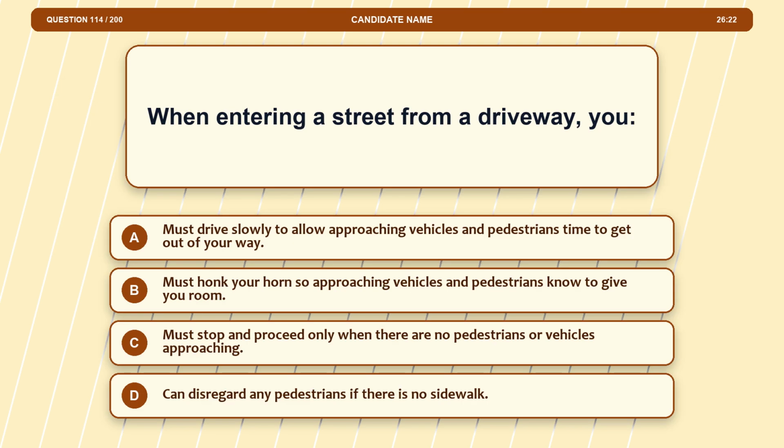Question 114. When entering a street from a driveway, you: Option A, must drive slowly to allow approaching vehicles and pedestrians time to get out of your way. Option B, must honk your horn so approaching vehicles and pedestrians know to give you room. Option C, must stop and proceed only when there are no pedestrians or vehicles approaching. Option D, can disregard any pedestrians if there is no sidewalk.